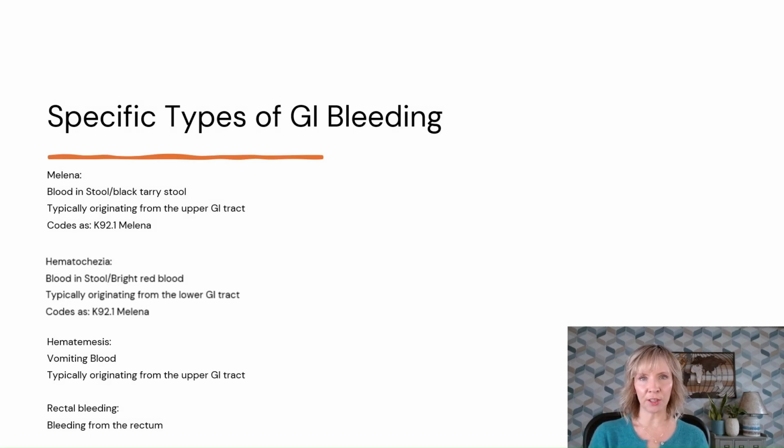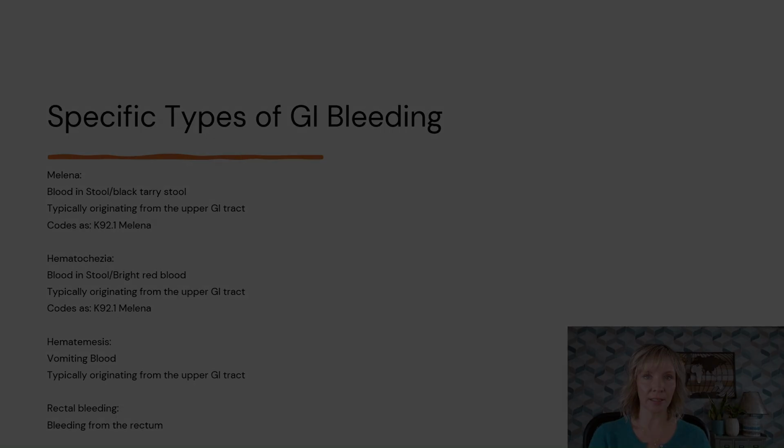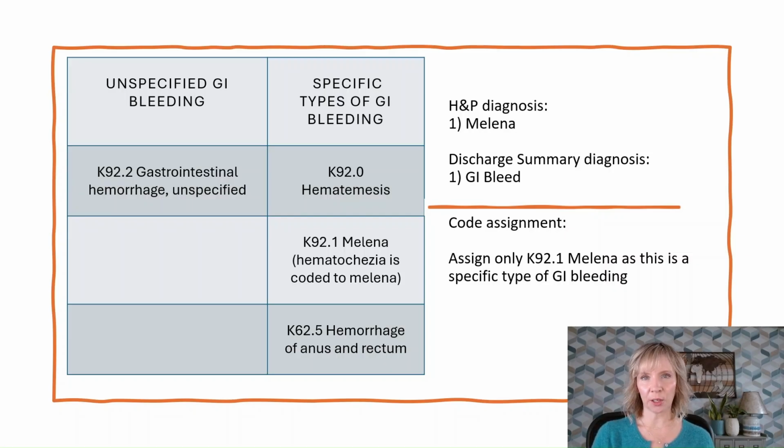Physicians may use different terms to describe gastrointestinal bleeding, such as melena, hematochezia, and hematemesis. Melena refers to black, tarry blood in your stool, typically originating in the upper GI tract. Hematochezia refers to bright red blood in the stool, typically originating from the lower GI tract. And hematemesis refers to vomiting blood or blood in the vomit, and it is typically a sign of bleeding in the upper GI tract. Always code to the highest degree of specificity when coding for a GI bleed.